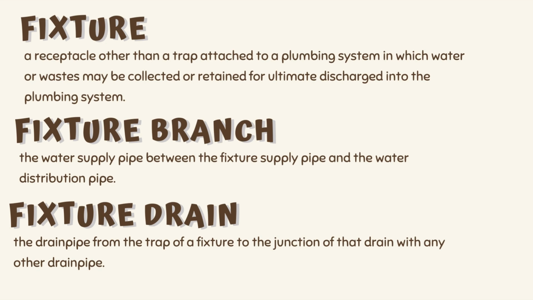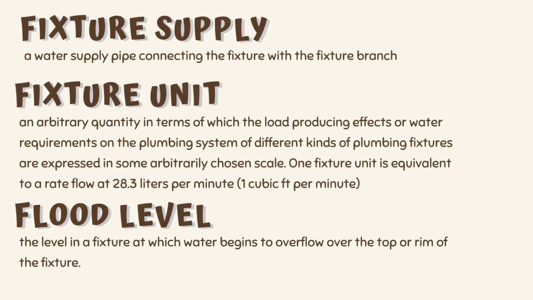Fixture supply. A water supply pipe connecting the fixture with the fixture branch. Fixture unit. An arbitrary quantity in terms of which the load producing effects or water requirements on the plumbing system of different kinds of plumbing fixtures are expressed in some arbitrarily chosen scale. One fixture unit is equivalent to a rate of flow of 28.3 liters per minute or 1 cubic foot per minute.